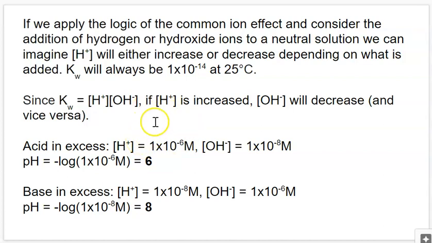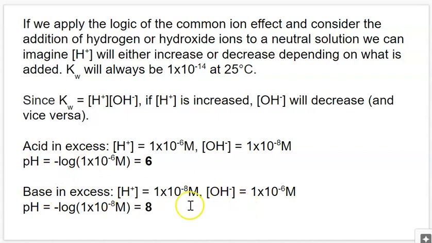So for example, if the hydrogen ion is increased, the hydroxide ion is going to decrease. Since Kw is a constant, if this value goes up, this value is going to go down. And this explains why we have that whole below 7, above 7 situation. Because if the acid is in excess, here we have a hydrogen ion concentration that is more than the hydroxide ion concentration. If we plug in the hydrogen ion concentration, we get 6. And that tells us that this is below 7. And when acid is in excess, we're considered to have an acid solution or an acidic solution.